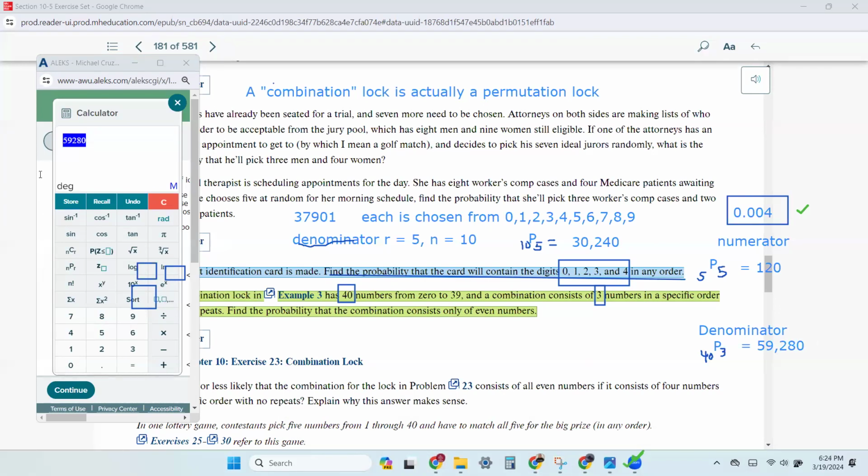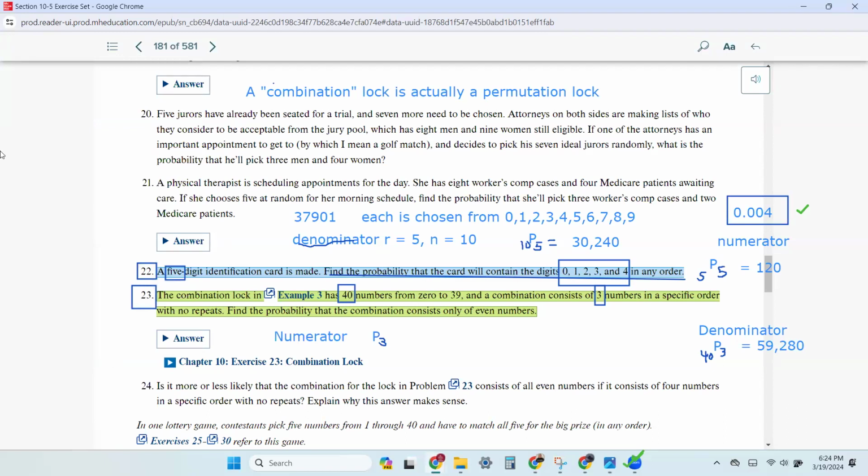So our numerator, we'll start over here. Okay, so it's going to be slightly different. We're still picking 3 because that's what makes up the individual codes. Now, what is our n going to be here for this particular problem? Let me underline. And this is the key right here. We only want to use even numbers in our codes for the lock. How many even numbers are there out of 40?